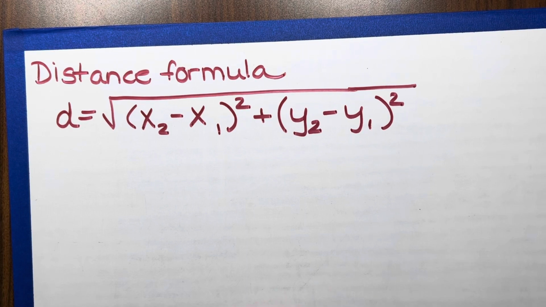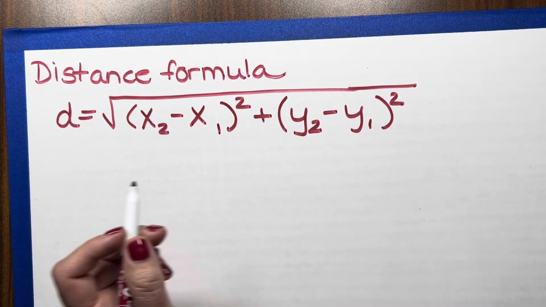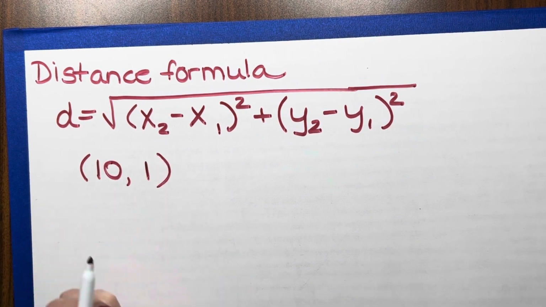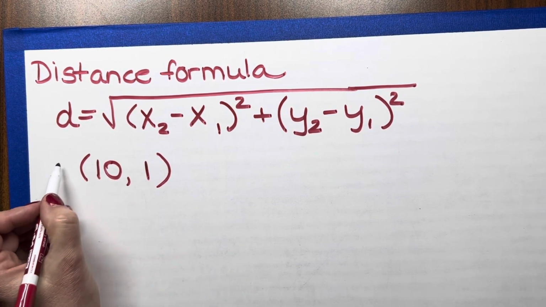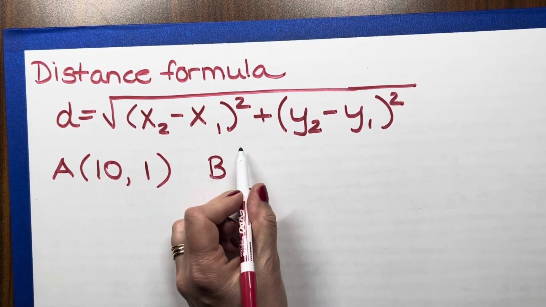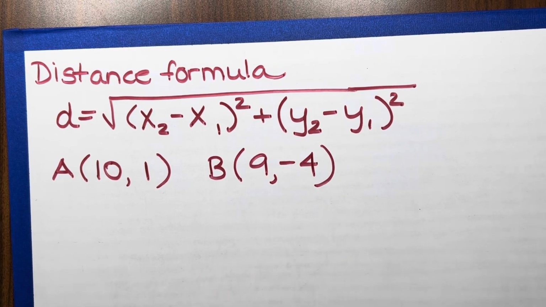So what is all of this? The distance formula is actually derived from the Pythagorean theorem, and that would be a different video to watch. But what we're doing with these x's and these y's, these are the values from the 2 points that we're trying to use to find the distance between. So let's have point A be (10, 1), and point B is going to be (9, -4).